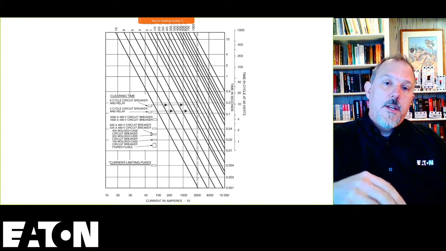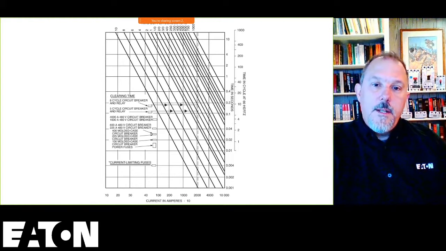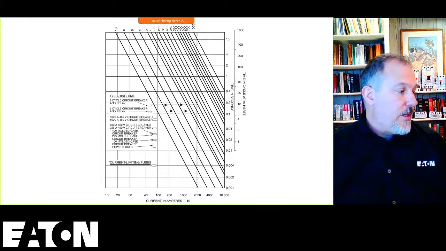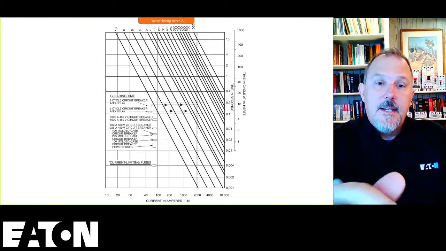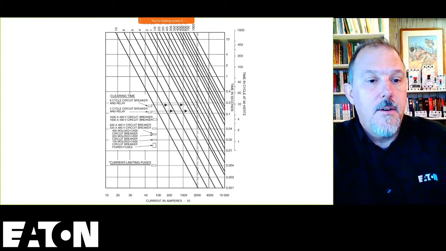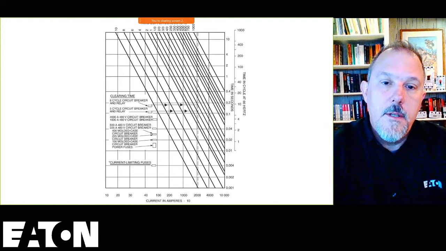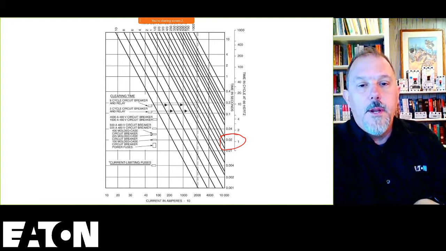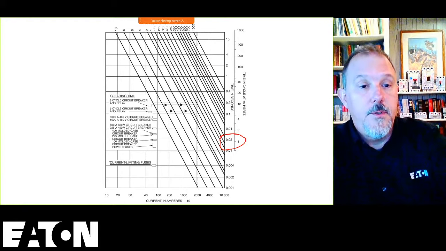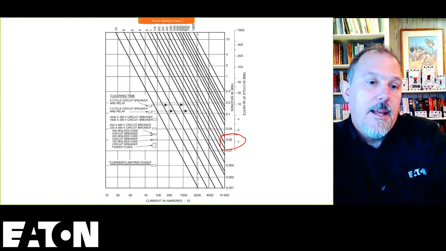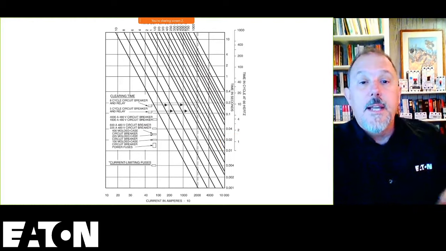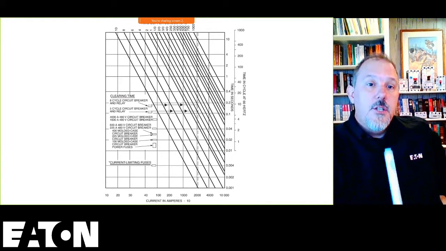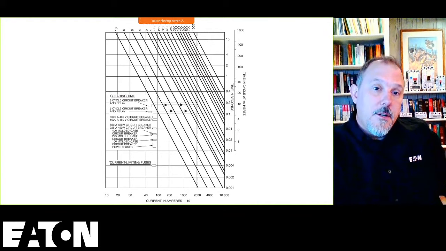So when you look at this, what you'll see, the one cycle, two cycles, four cycles, and that corresponds to approximately 0.016 seconds. If you look at this curve right here, that's your one cycle at about 0.016, pretty close to 0.02. I like the fact that they give you the cycles on this time current characteristic curve. What this shows you though is the short circuit protection for that conductor.